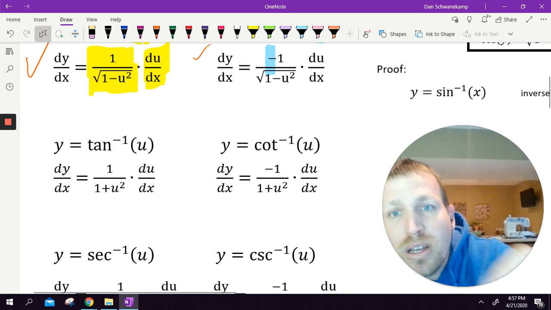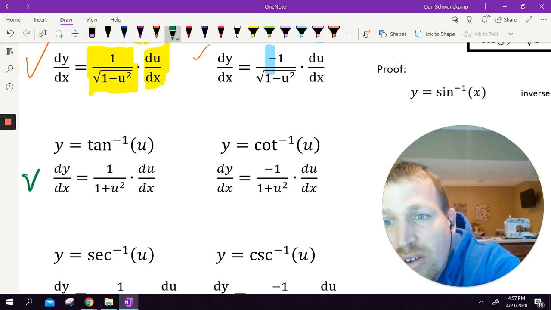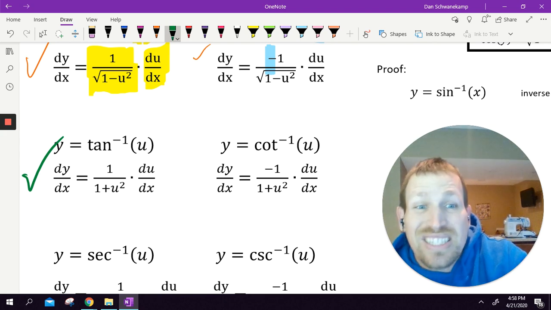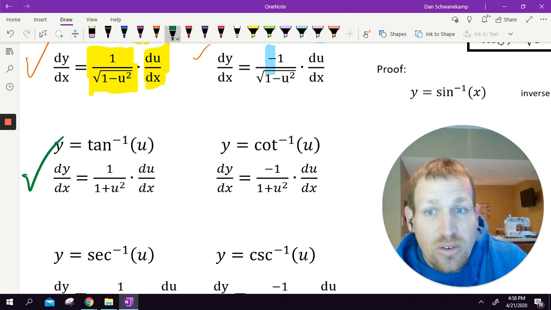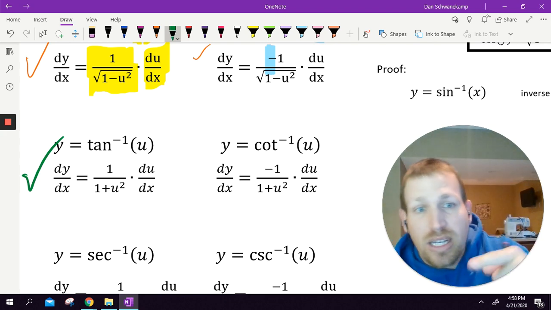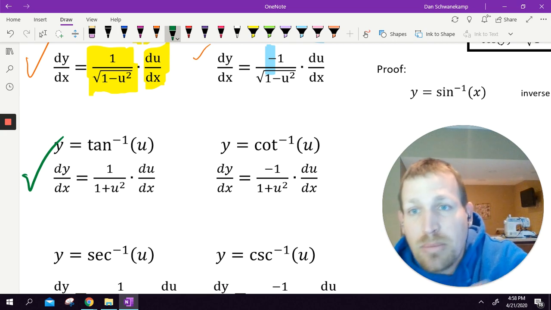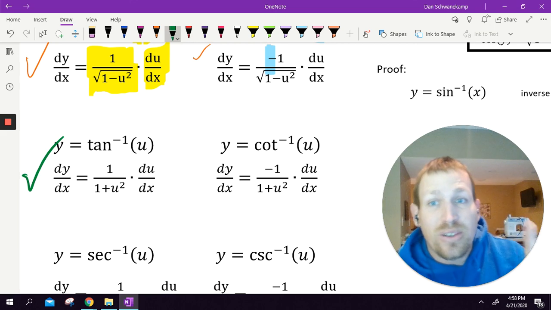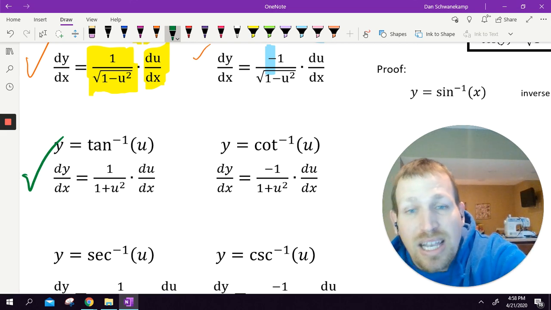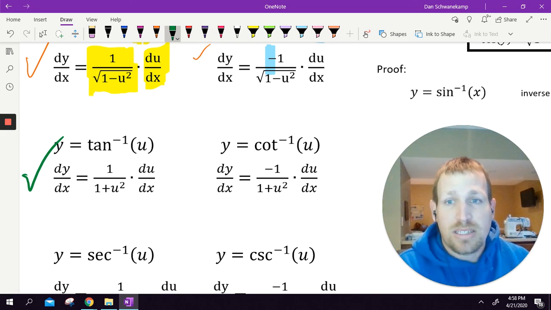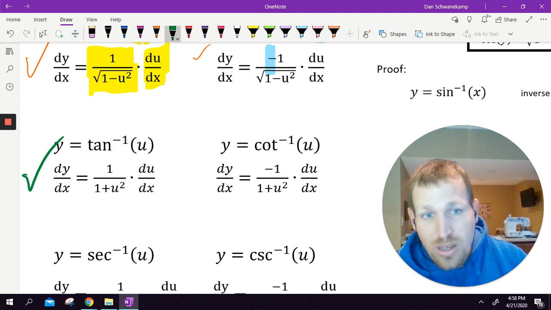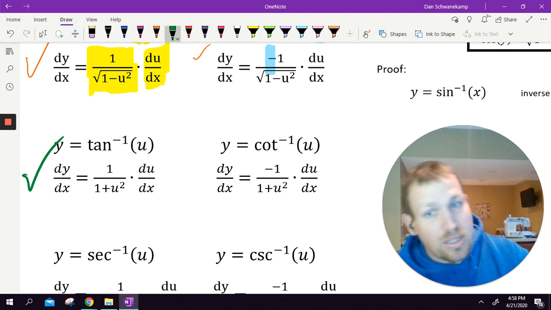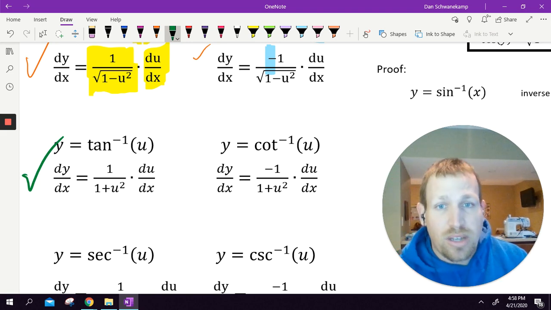The other one that's important is inverse tangent. That one's also going to be on the AP exam. Notice that it's very similar to inverse sine. There are two differences between inverse sine and inverse tangent. One is it does not have a square root sign. The other difference is it is a plus sign instead of a minus. So inverse tangent is 1 over 1 plus the baby squared times the derivative of the baby. Again, something you need to start memorizing. Get those in your brain.